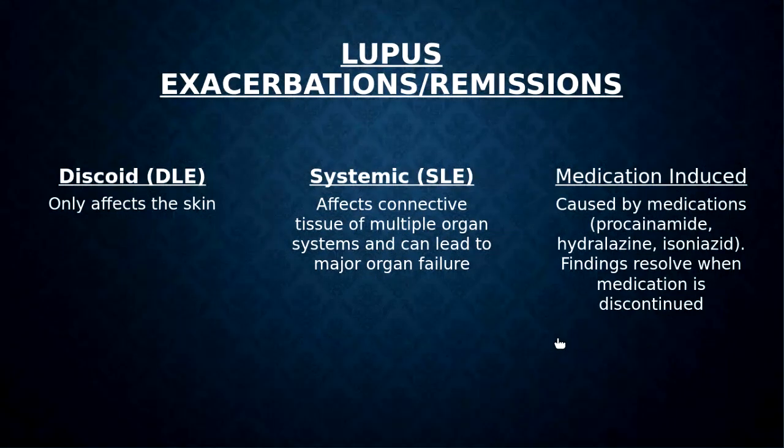Lupus. Systemic lupus is a connective tissue disorder, and it can also affect the multi-organ system. It can even lead to major organ damage. Some lupus can be induced by medication. These are some of your more common medications. And once the medication is discontinued, lots of times this lupus will resolve itself.